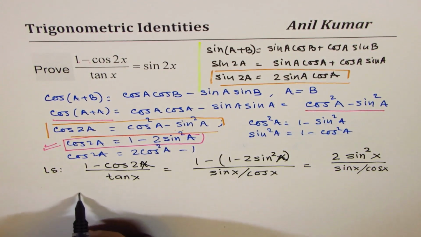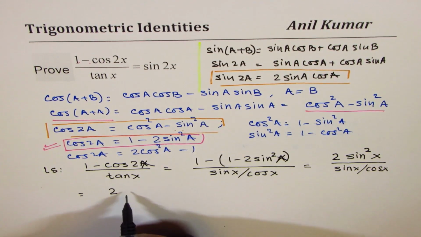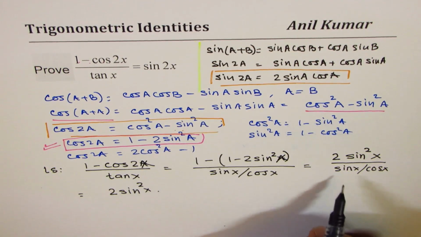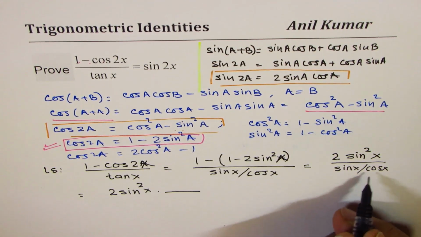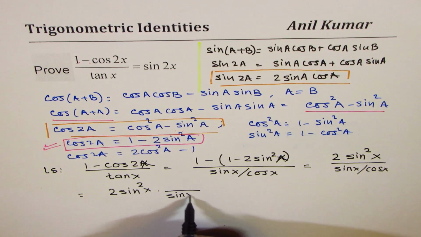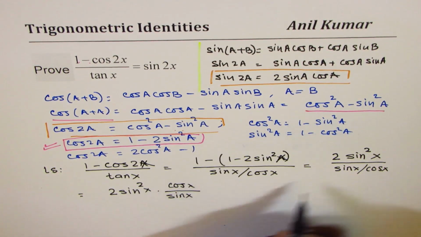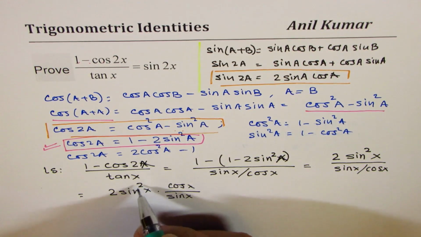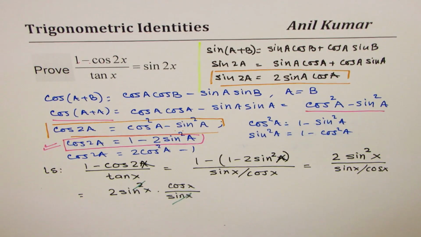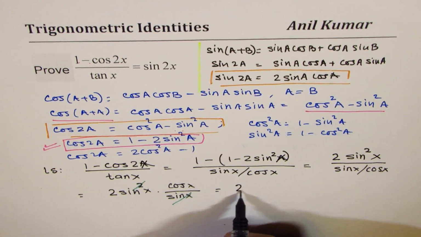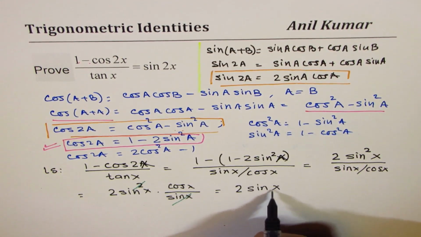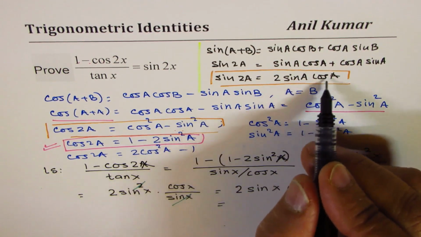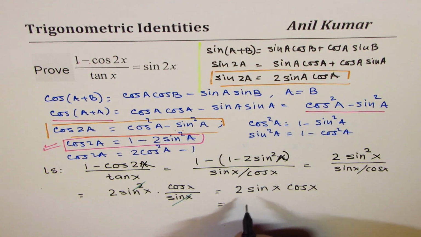So let me rewrite this. 2 sine square x times, sine is in the denominator, cos comes in the numerator, right? So we have sine x over cos x. This is a good way of writing. So straight away, what you see here is that sine x will get cancelled. So what you get here is 2 sine x cos x. And what is that equal to? 2 sine x cos x is sine 2x. Perfect?